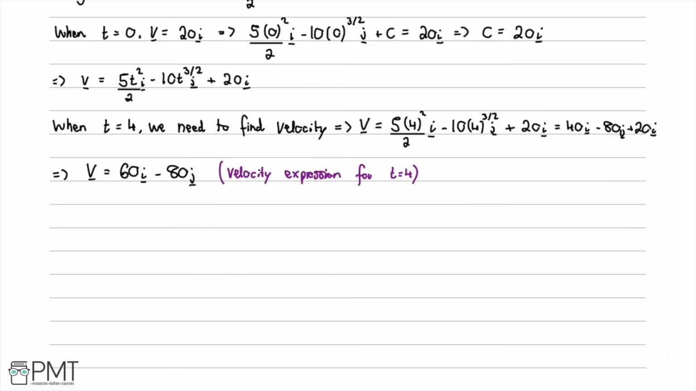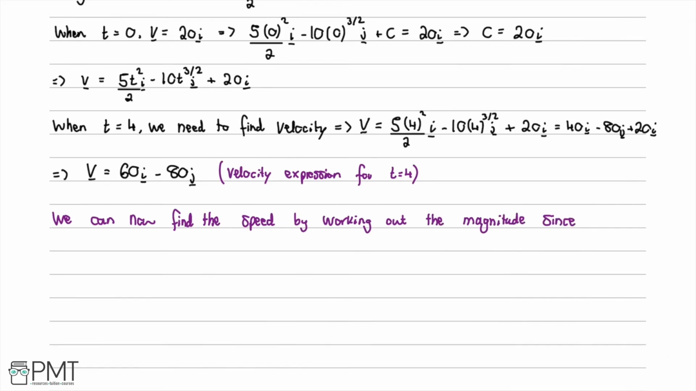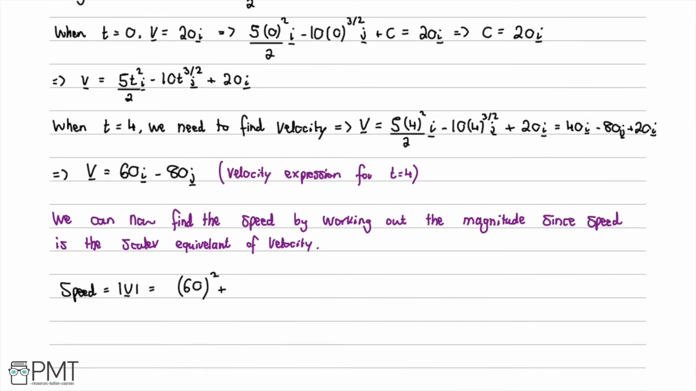We can now find the speed by working out the magnitude. And we do this because speed is the scalar equivalent of velocity. So therefore we have that the speed is going to equal the magnitude of the vector v, which is going to be 60 squared, and then we add on negative 80 squared, and we square root this and put this into our calculator. This comes out as 100 meters per second, and we've therefore found the speed and answered the question.